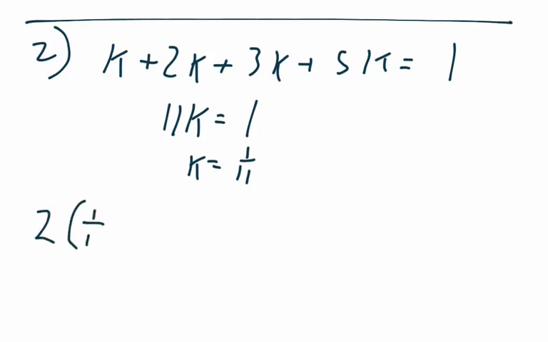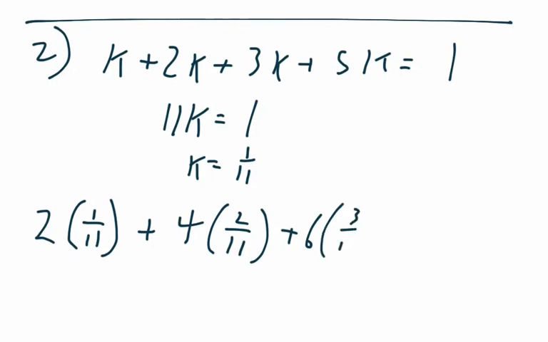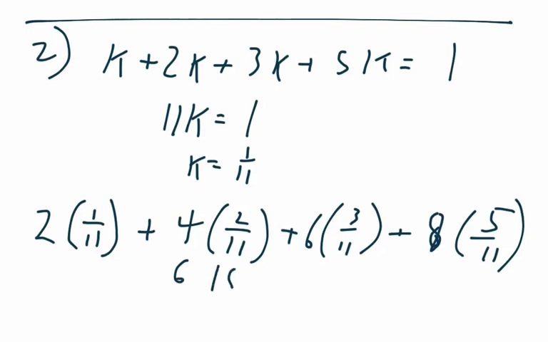when we do this, to find the mean, we would do 2 times 1 over 11 plus 4 times 2 over 11, because 2 times 1 over 11 is 2 over 11, plus 6 times 3 over 11, plus 8 times 5 over 11. And you can do this using the table, or you can just plug these in. When I multiply them together, I get 6.18 is the mean.